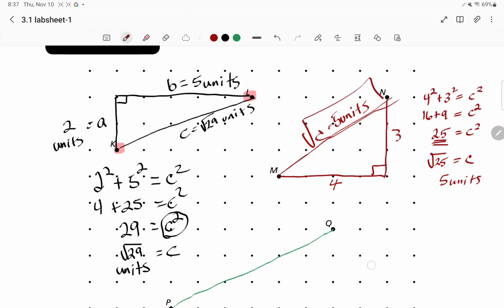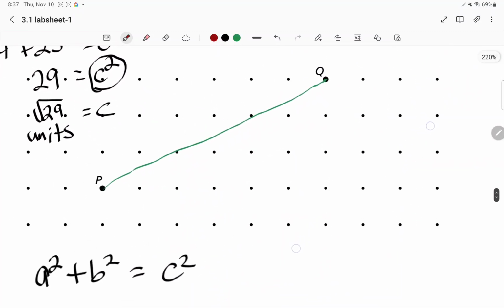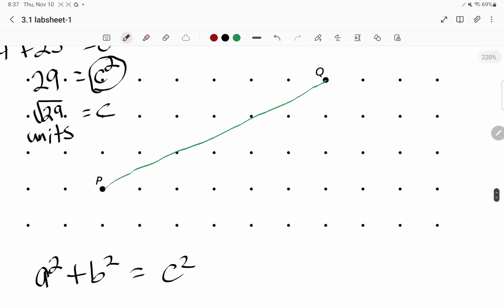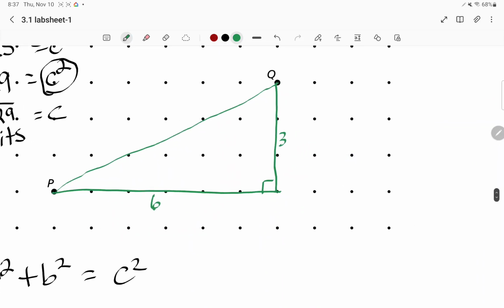Okay, on part C, if you haven't done this already, make sure you pause the video and do this one. We're finding the distances between P and Q, and the first thing we're going to do is create a right triangle. And we can count 1, 2, 3, 4, 5, 6. 1, 2, 3. And then set up our Pythagorean theorem.